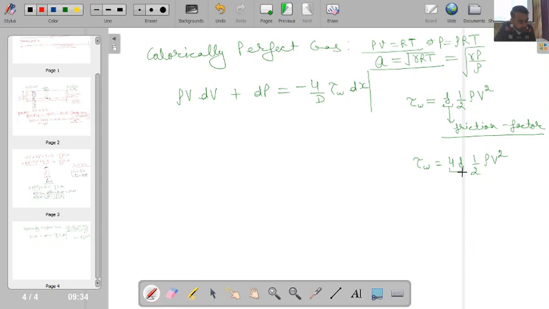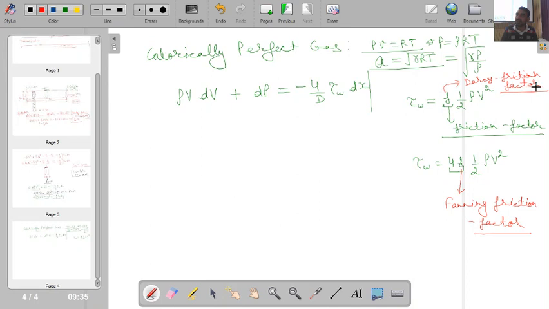When I write this expression 4F, during that time, I call this F as nothing but my Fanning friction factor. Okay, and when I simply write tau w equal to F into half rho v square, then I call this F as nothing but my Darcy friction factor. Okay, so you have to make a clear distinction.